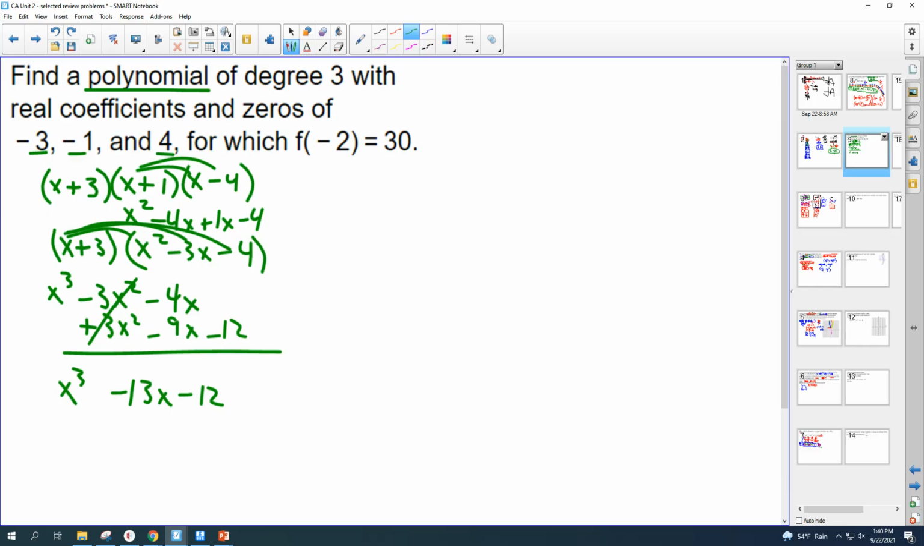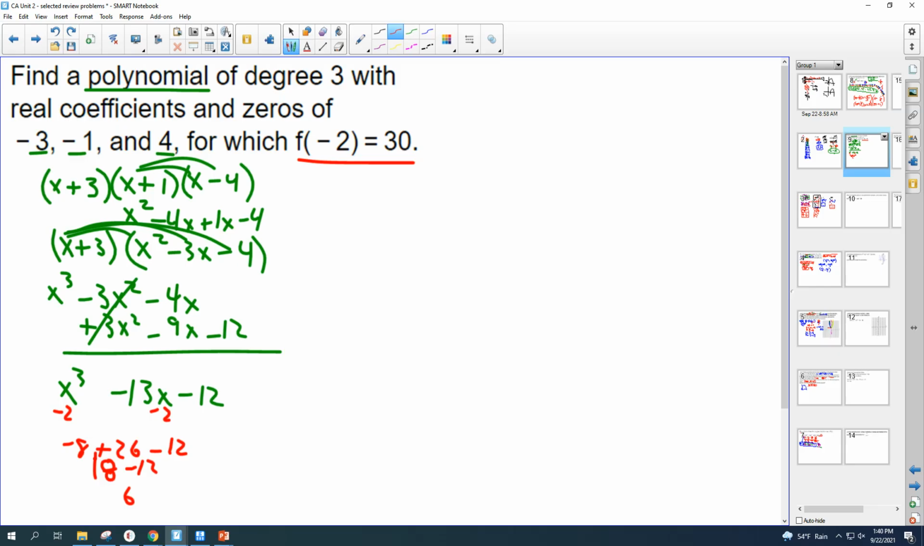That is a polynomial, but that is not the final answer. That's really close. If you can get that far, you're really close. But we also have to consider this information. When you plug in negative 2, you're supposed to get 30. And I don't think that's going to be the case here. If I plug in negative 2, that's going to be negative 8 plus 26 minus 12. 18 minus 12 is 6. When I plug in negative 2, I get 6. I'm supposed to get 30.